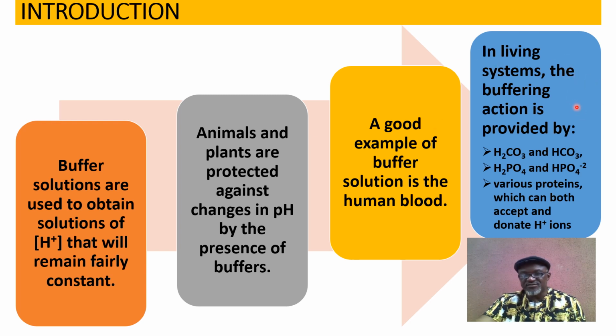In living systems, the buffering action is provided by carbonic acid and the carbonates, phosphoric acid and phosphates, and various proteins which can both accept and donate hydrogen ions. So you see, those proteins have so many functions in the human system or in blood. So H2CO3 and HCO3- can act as a buffer solution in the human system. We'll see, when we talk about the compositions of buffer solutions, how this can act as a buffer solution.